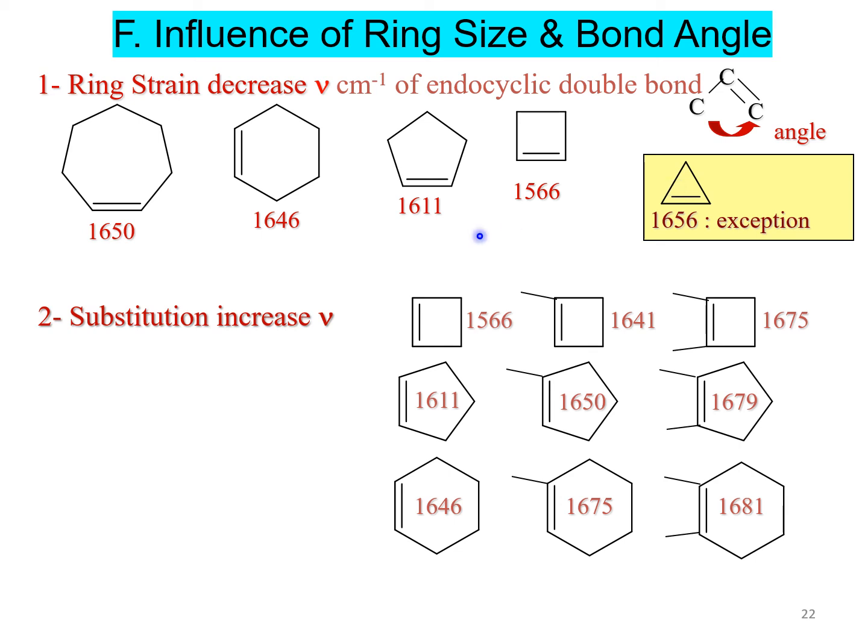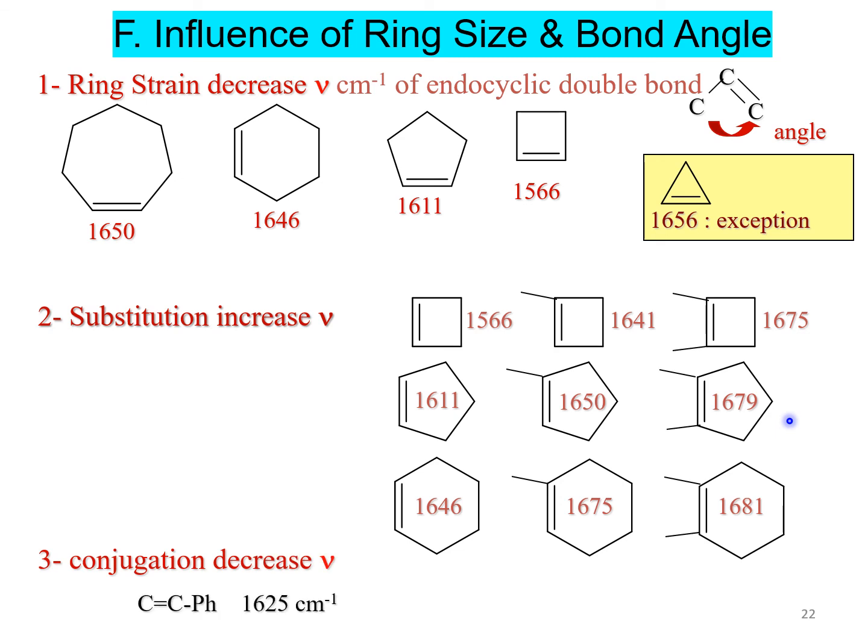Now substitution changes the frequency. Over here we have butene, methyl butene, dimethyl butene. Similarly, in the case of pentene, methyl pentene, dimethyl pentene, and hexene, methyl hexene, dimethyl hexene. If we look from left to right, the frequency is going to increase from 1566 to 1675 due to the presence of the substituent, that is the methyl group.